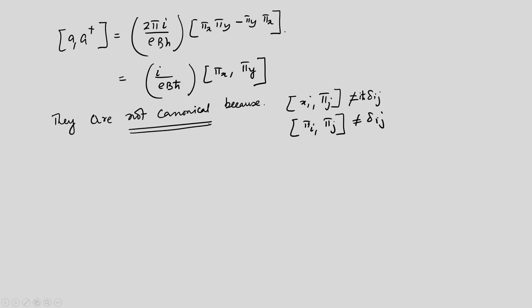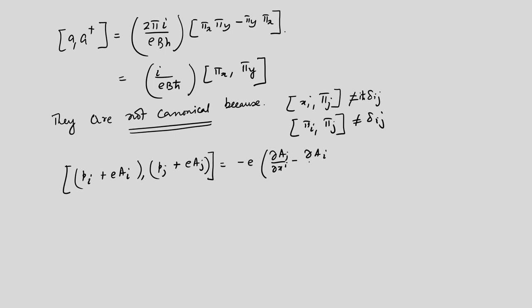All right. So these are some of the features of this. Of course, as I said, they are gauge invariant and so on. So one can actually prove the commutation relation [π_i, π_j], that is [p_i + eA_i, p_j + eA_j], is equal to minus e times (∂A_j/∂x_i minus ∂A_i/∂x_j), which is equal to minus e ε_ijk B_k. I am writing in the tensor notation, but you don't have to; you work it out.